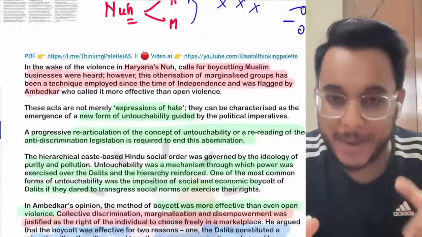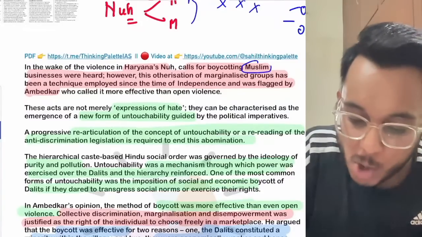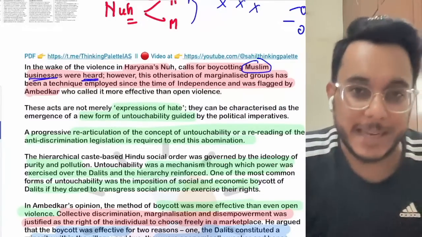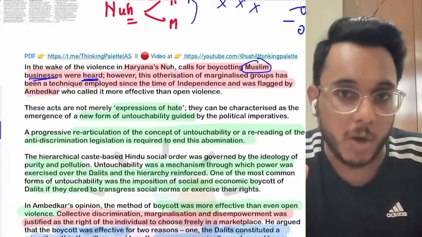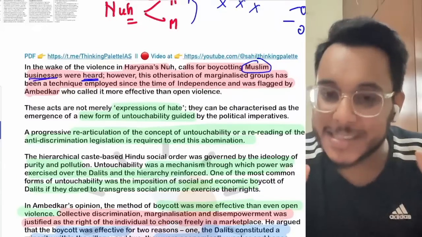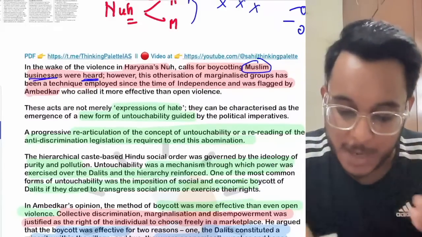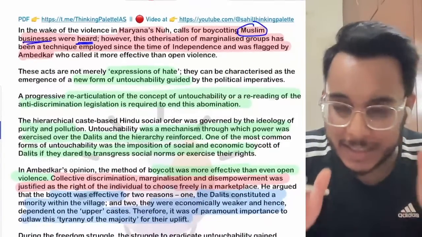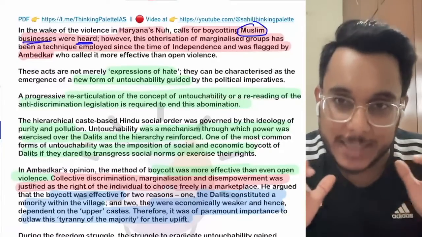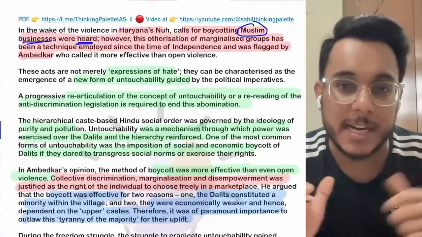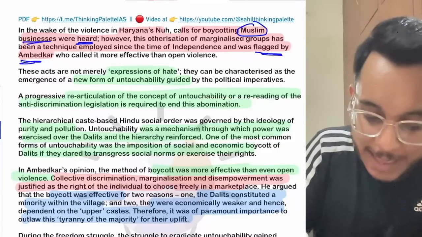Now, in the aftermath of this dispute, calls have been made to boycott Muslim businesses. Many of the panchayats have also issued a resolution that they will not allow Muslim hawkers to come into their village. Now, is this right or not? Just academically, we'll understand this. Basically, it has been said that this is another type of untouchability. This kind of untouchability has been going on since independence, and it was flagged by Dr. B.R. Ambedkar.